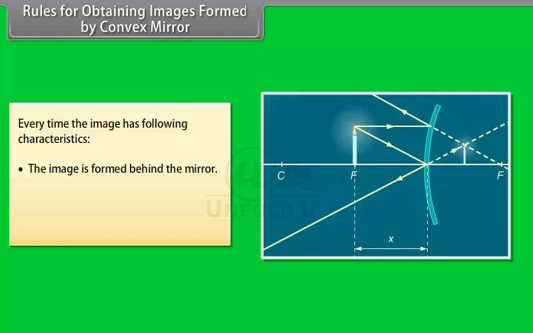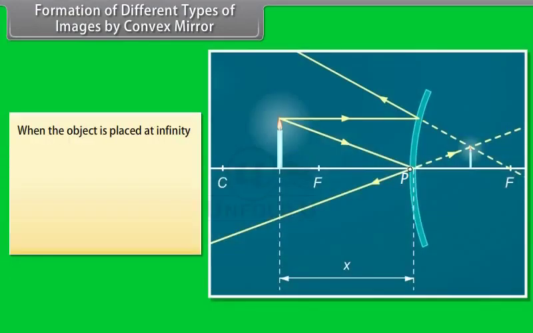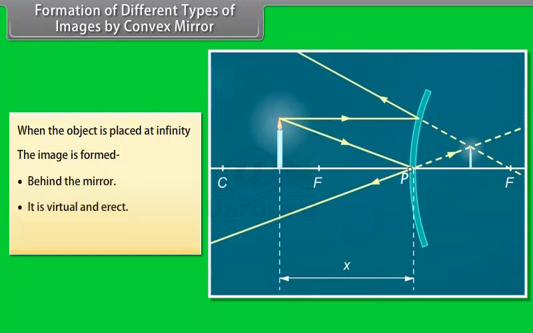Every time, the image has the following characteristics. The image is formed behind the mirror. It is virtual and erect, smaller than the object. Formation of different types of images by convex mirror. When the object is at infinity, the image is formed behind the mirror. It is virtual and erect, smaller than the object.